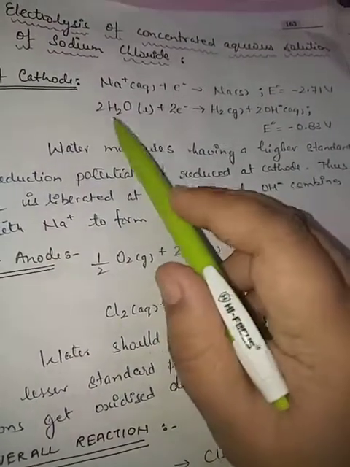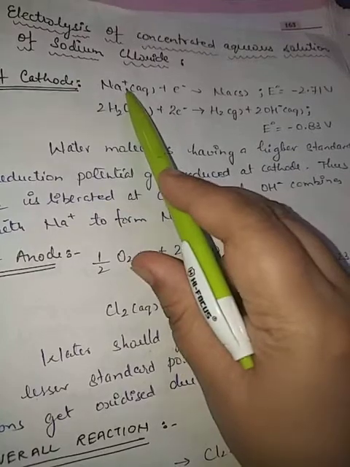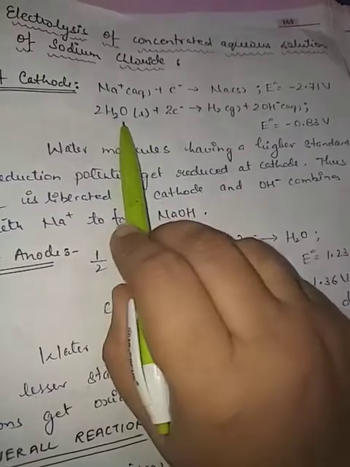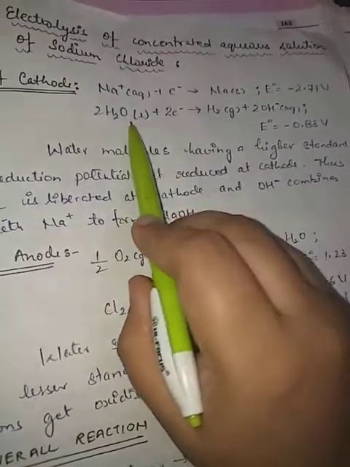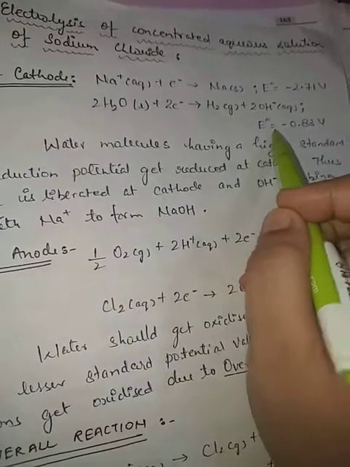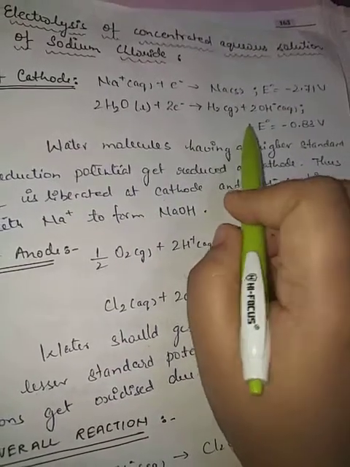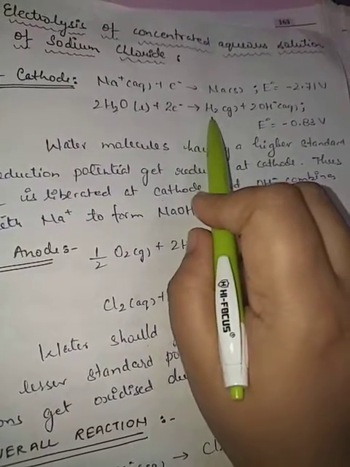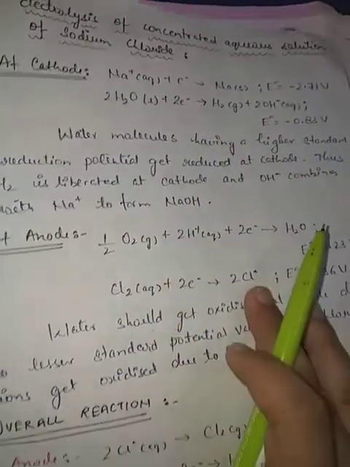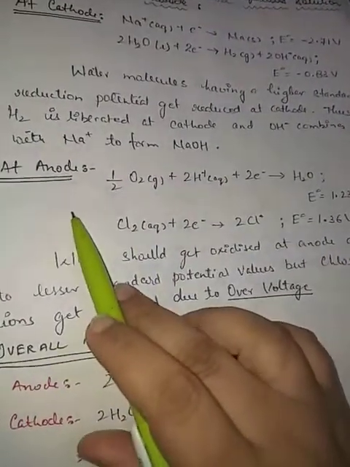Okay, so there will be the competition between sodium ions and water, and water, because its reduction potential is higher, will be collected, or hydrogen gas will be collected at the cathode. Now, at the anode, what will happen?